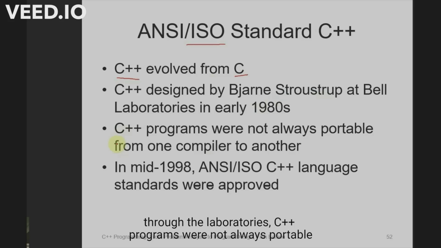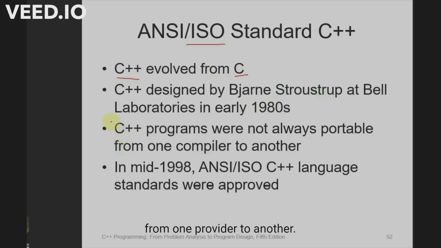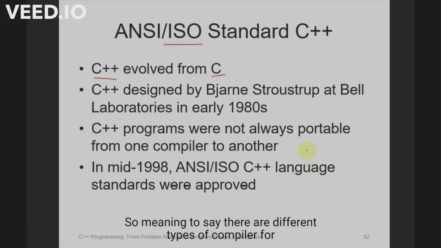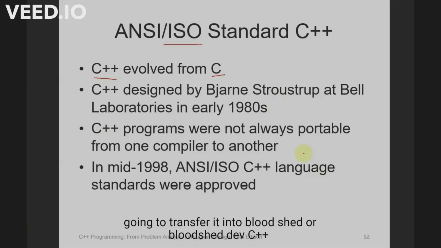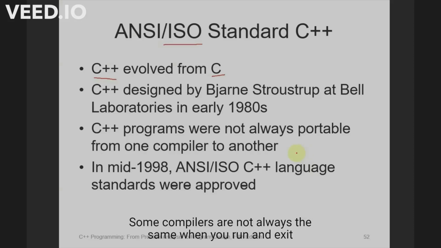C++ programs were not always portable from one compiler to another. Meaning to say, there are different types of compilers for C++, and not all compilers will be portable. For example, you use Visual C++ and then you transfer it into Bloodshed Dev C++. Some compilers are not always the same when you run and execute the program.